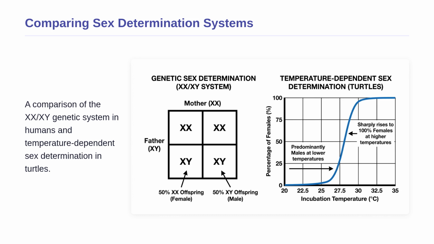Now, look at the graph on the right. This represents temperature-dependent sex determination in turtles. The horizontal axis shows the incubation temperature in degrees Celsius, and the vertical axis shows the percentage of females. Notice the blue curve. At lower temperatures, the hatchlings are predominantly male, but as the temperature increases past 28 degrees, the curve rises sharply, reaching 100% females at higher temperatures. This diagram beautifully teaches us that while genetics use strict inheritance, the environment can act as a powerful, sliding biological switch.